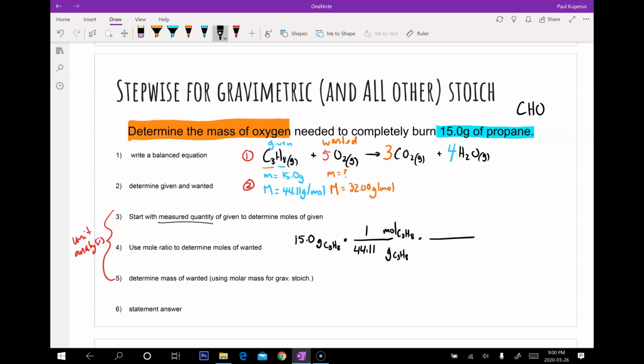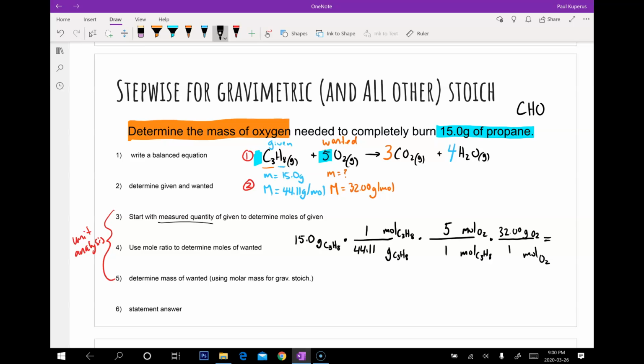Now we need to multiply by something to get rid of moles of propane and replace with moles of our wanted, which is oxygen. And so then we go to our mole ratio and we look, and our moles of our wanted is 5. Our moles of our given is 1. So we have 1 mole of propane and 5 moles of oxygen. Finally, we have to get rid of moles of oxygen and replace with grams of oxygen, and we're back to molar mass, which is 32.00 grams. Now that number goes on top, 32.00 grams per 1 mole.